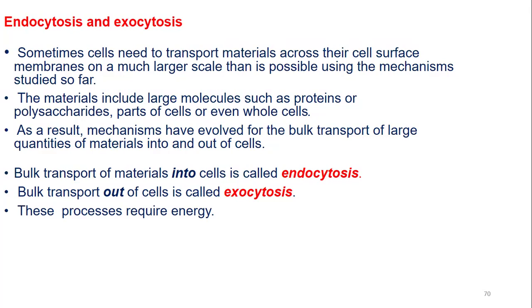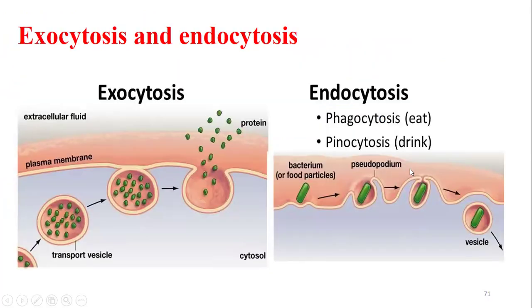So we have endocytosis, which is about how cells take in those large molecules into the cell. And then exocytosis, we look at how cells take out large molecules or a larger quantity of molecules outside the cell. Both these processes, endocytosis and exocytosis, require energy. Let's use this diagram to show us what endocytosis and exocytosis are. We can start with exo.